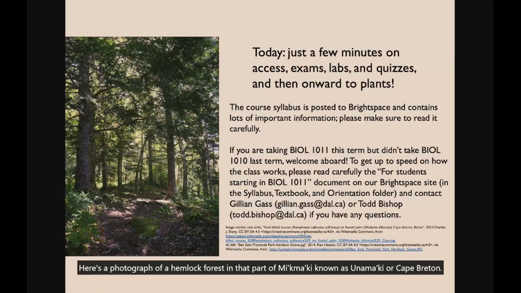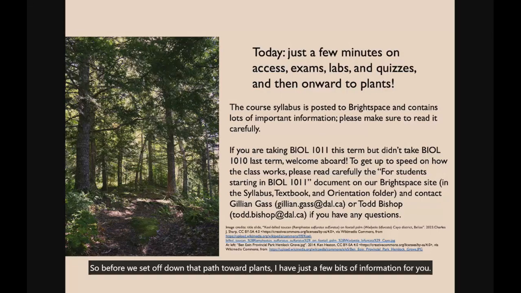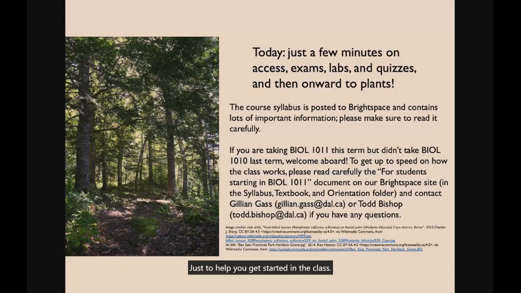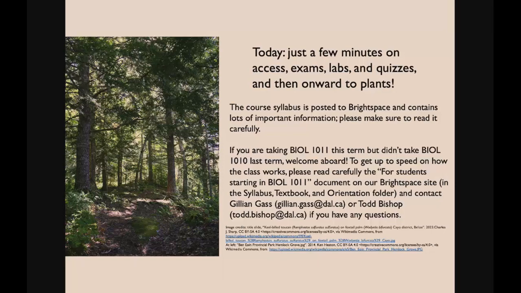Here's a photograph of a hemlock forest in that part of Mi'kma'ki known as Unama'ki, or Cape Breton. So before we set off down that path toward plants, I have just a few bits of information for you, just to help you get started in the class. The course syllabus is published, it's posted on Brightspace, and I would like all of you to take the time to read it carefully. I'm not going to talk about everything in there today, just a few highlights, but it's got a lot of important information that you need to know.